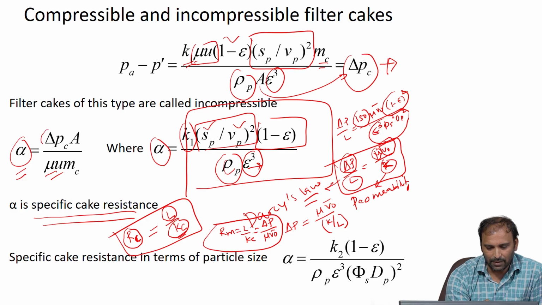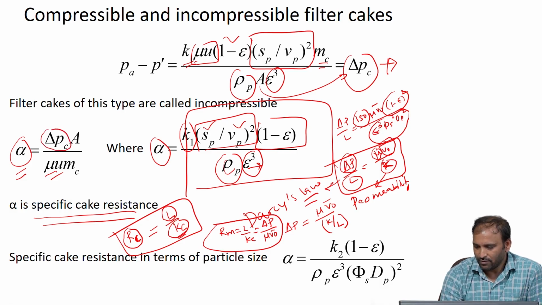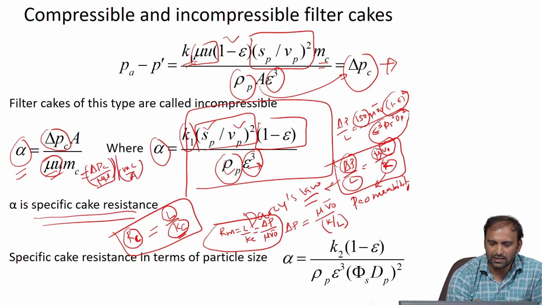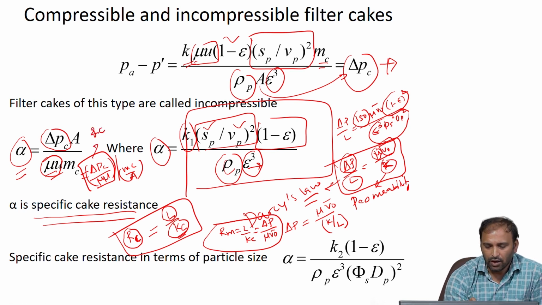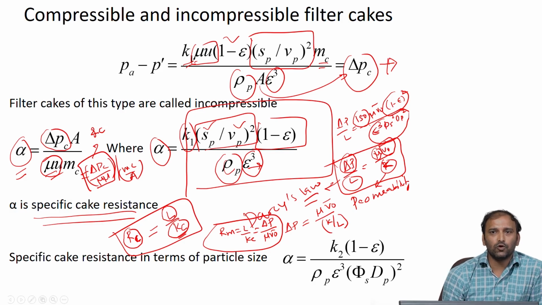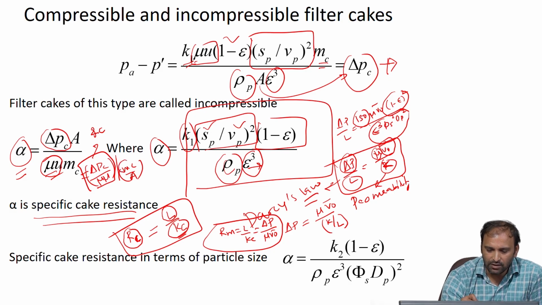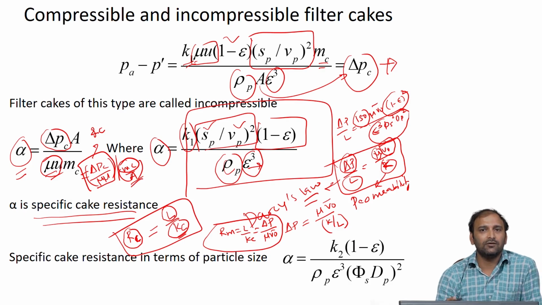So I have delta Pc there, I have mu into u. Therefore I can write this as delta Pc divided by mu into u, whole divided by mc divided by A. This is the cake resistance, that is Rc. Because you have a flow through a filter cake here, I would have to worry about the mass of the cake that is deposited per unit area of the filter.